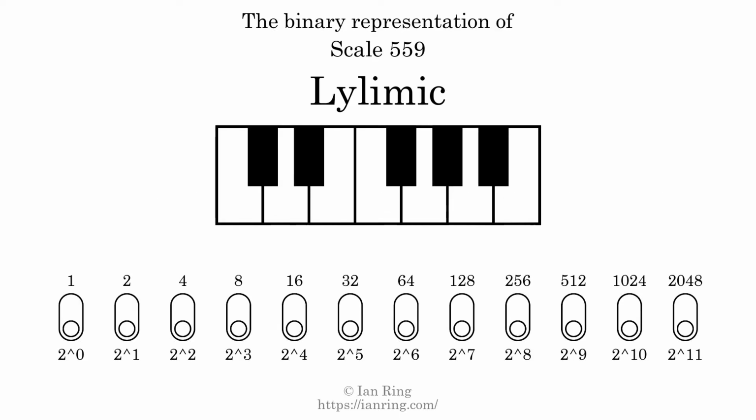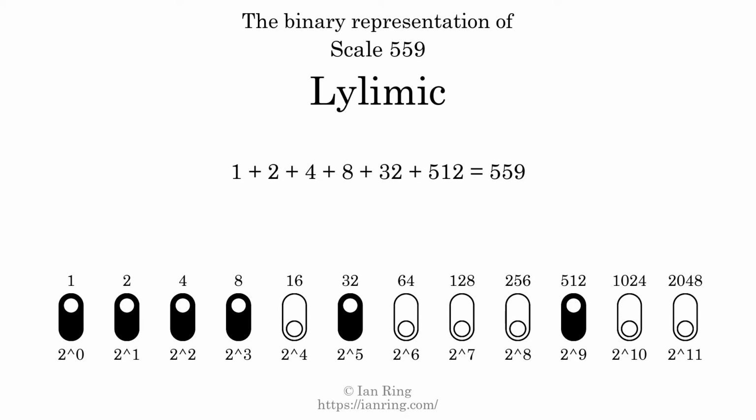The binary representation of this scale is determined by mapping tones of the scale to binary digits. Each binary digit represents a power of 2. To get the scale number, we add the powers of 2 together. The powers of 2 that are present in the scale, all added together, equals 559. That is why the scale number, in decimal, is 559.